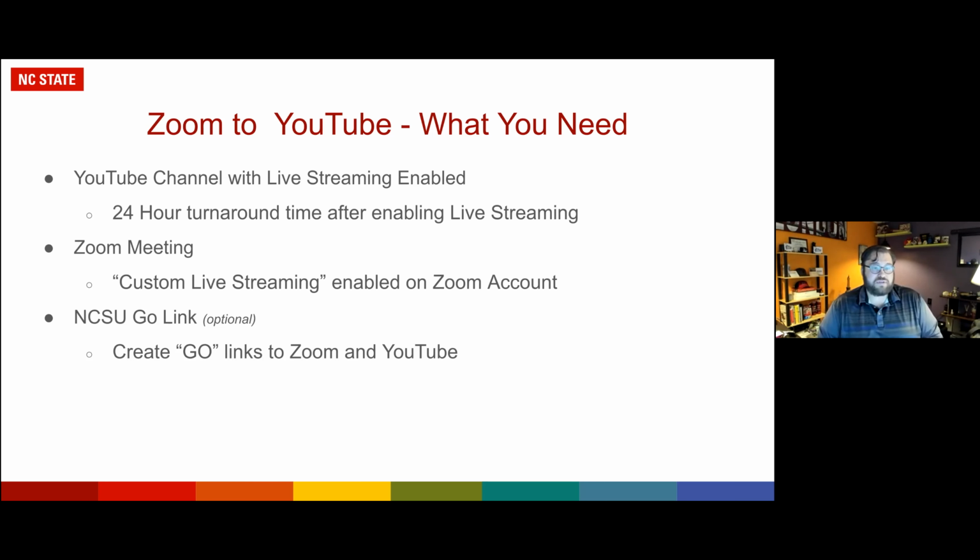So again, that's one of the first things. Plan ahead. If you want to live stream to YouTube, I recommend a generic account, but any NCSU account has access to YouTube. Just go in and enable live streaming. In Zoom, you need to enable custom live streaming. And when we say custom live streaming, this allows you to schedule the YouTube stream in advance.